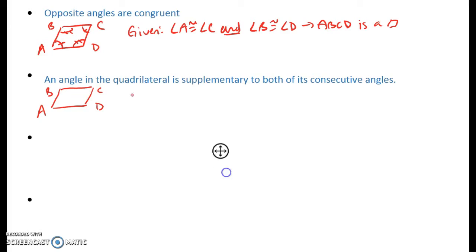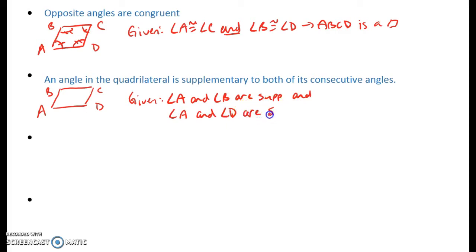That means, for example, if we are given that angle A and angle B are supplementary, and angle A and angle D are supplementary, then we can say that ABCD is a parallelogram. And what this shows us here is that angle A is supplementary to both of its consecutive angles. So see how A and B are right next to each other and A and D are right next to each other? That means D and B are the 2 angles that are consecutive to angle A, right? So if we know that A is supplementary to both B and D, it's a parallelogram.